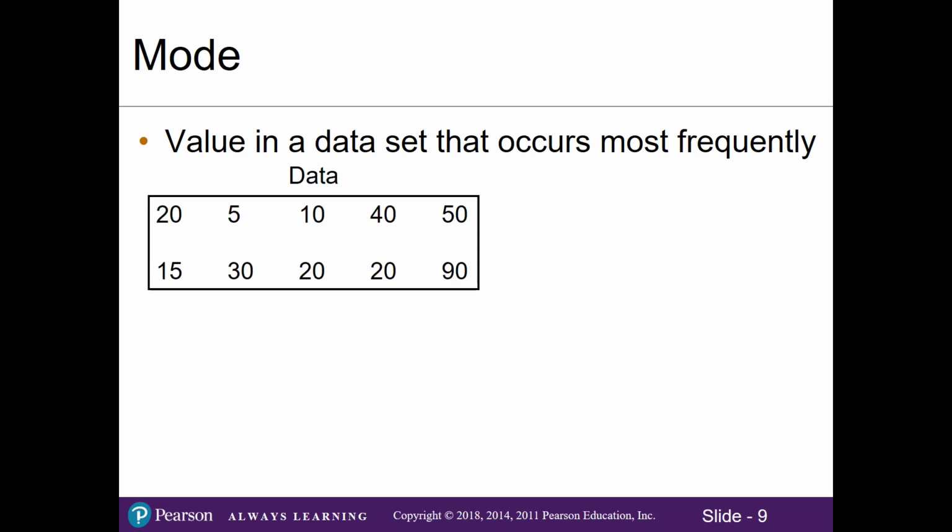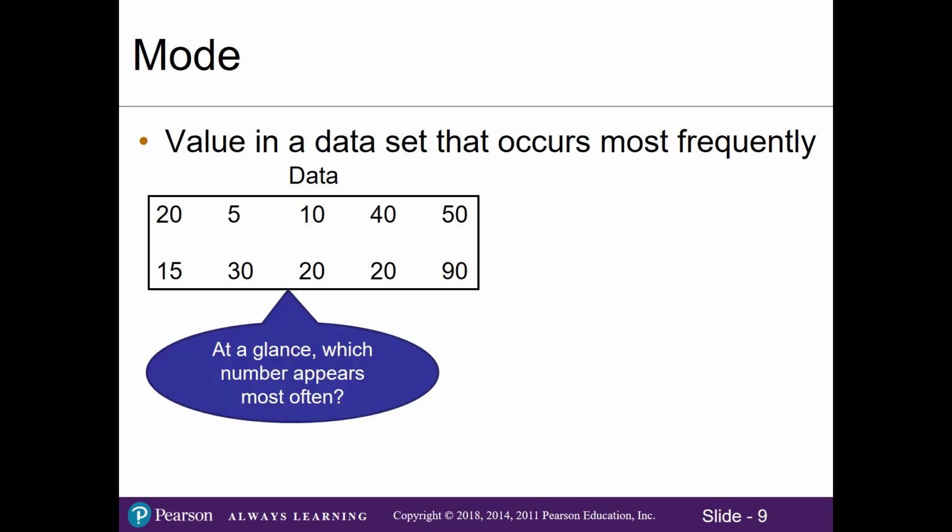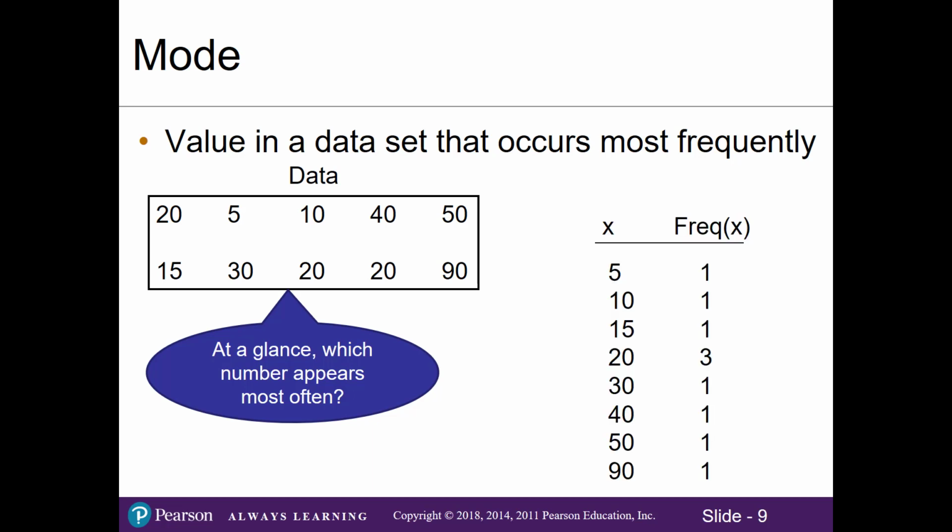So here is our data set, for instance. At a glance, which number appears most often? Because it is a small data set, your eyes can probably pick out the number quickly. But if you were working with a large amount of data, then we would have to sort it, as you see here on the right, and count up the frequencies, and then we can see that yes, 20 appears most often. Therefore, it is our mode.